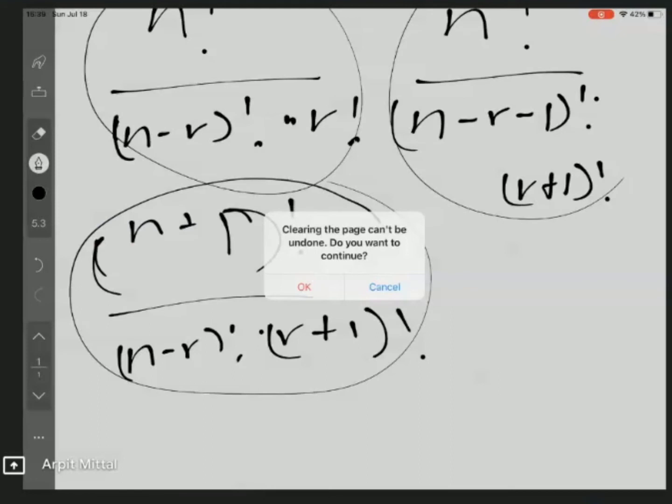Then we also have a different combinatorial proof of this identity. Let's say we have n things. The number of ways to choose r things from these n things is equal to the number of ways of choosing r minus 1 things from n minus 1 things, and then adding this to the number of ways of choosing r things from n minus 1 things. So I'll explain this a little bit more clearly.